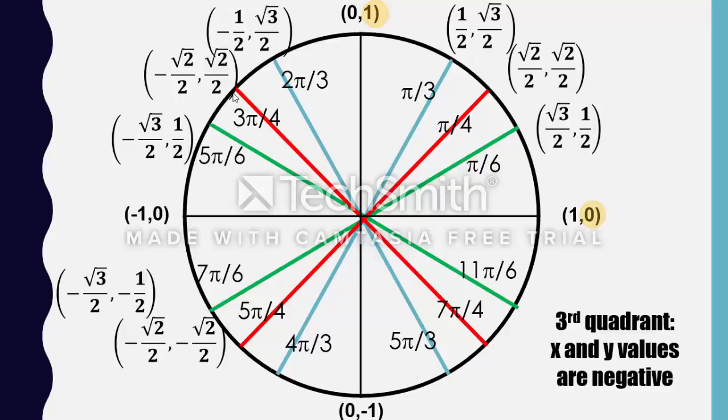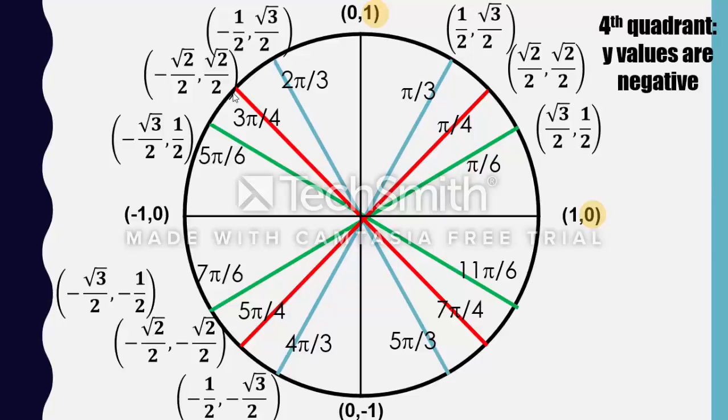Then we have negative square root of 2 over 2 and negative square root of 2 over 2, which corresponds to the same ordered pairs at 3 pi over 4 and pi over 4, and again the only thing that's changed is the sign of the x and y values. And then likewise at 4 pi over 3 we have negative 1/2 and negative square root of 3 over 2, which corresponds to the ordered pairs at 2 pi over 3 and at pi over 3.